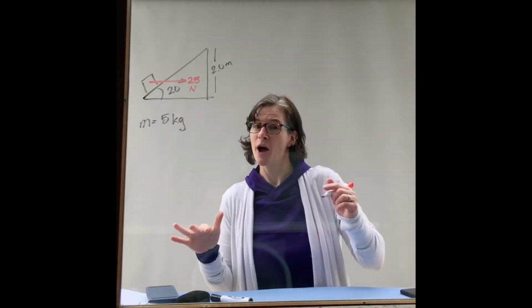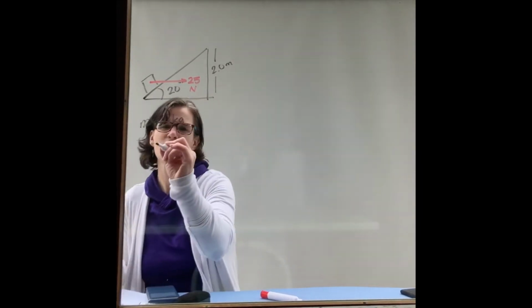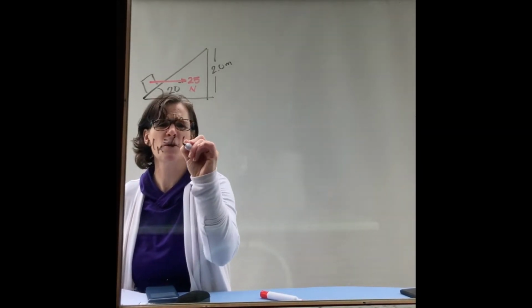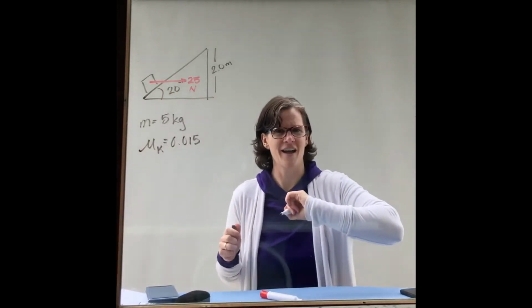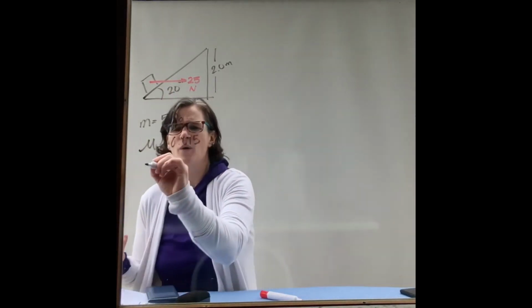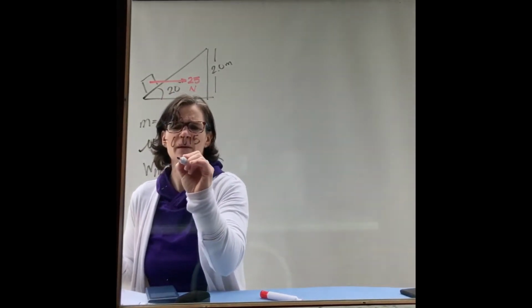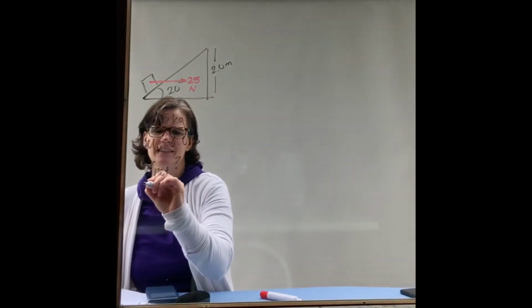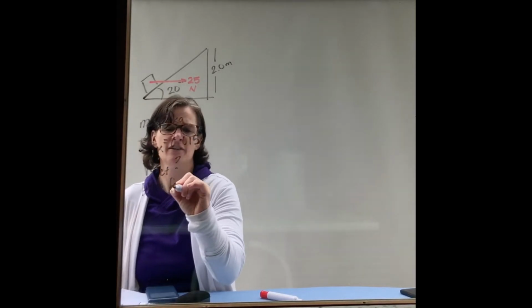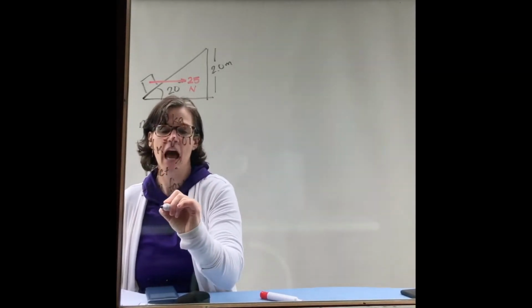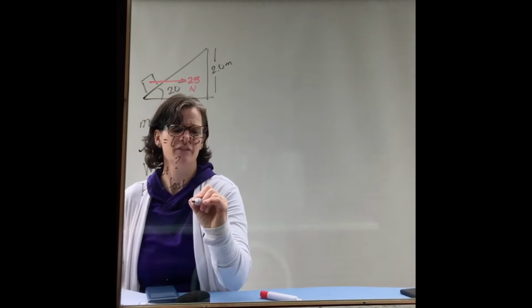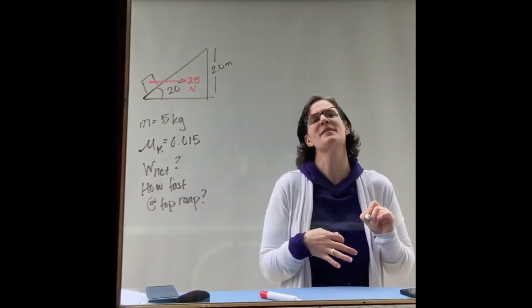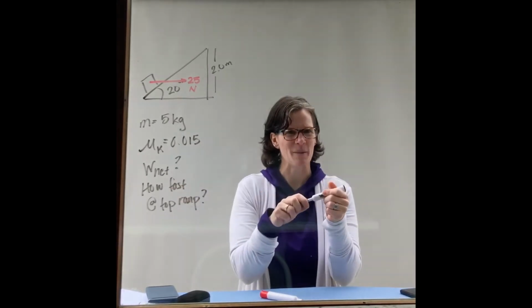newtons. Now, we also know that on the ramp we have a coefficient of kinetic friction, which is equal to 0.015. So our question is, what is the total work being done on the ramp, and how fast is the crate going at the top of the ramp if Doug starts it from rest, just overcoming static friction, and goes all the way to the top of the ramp.